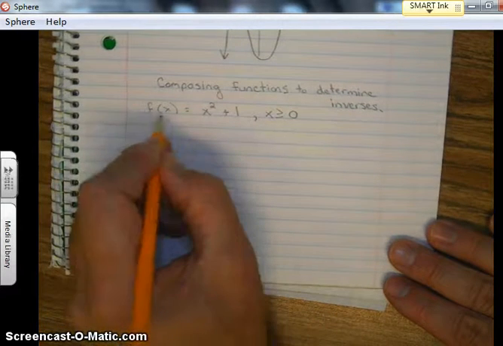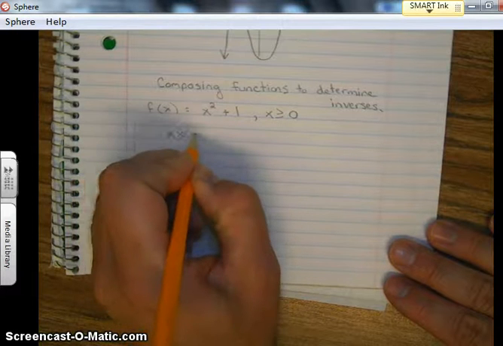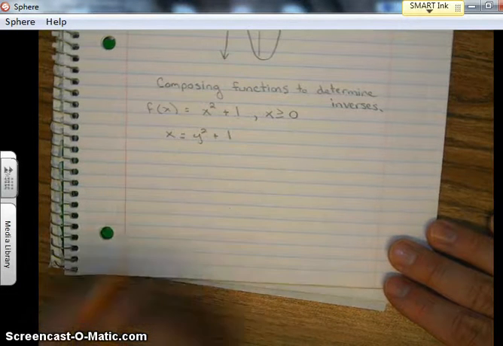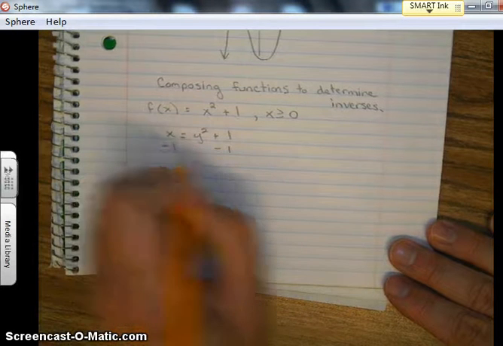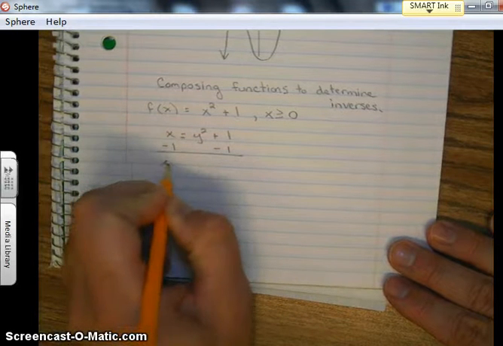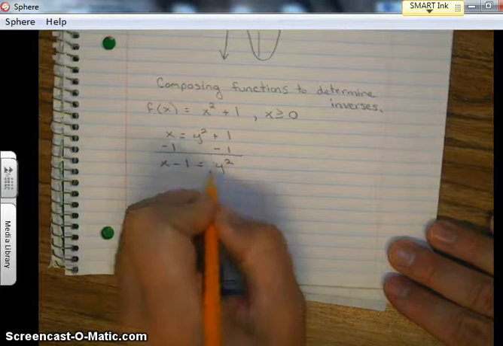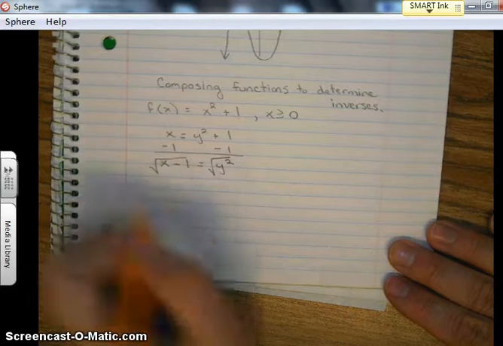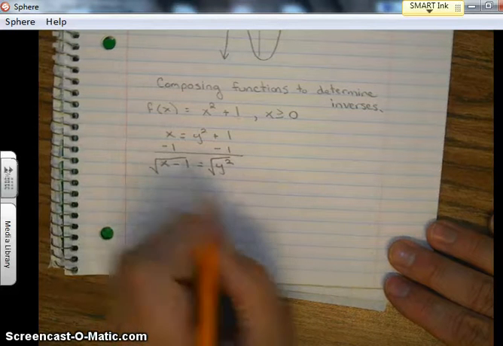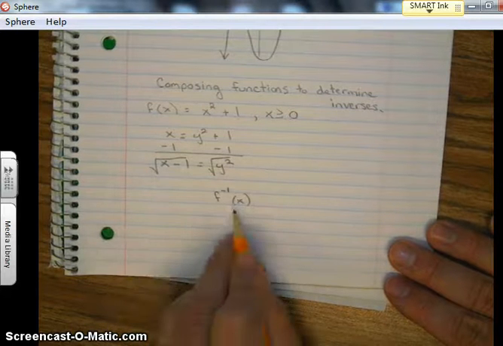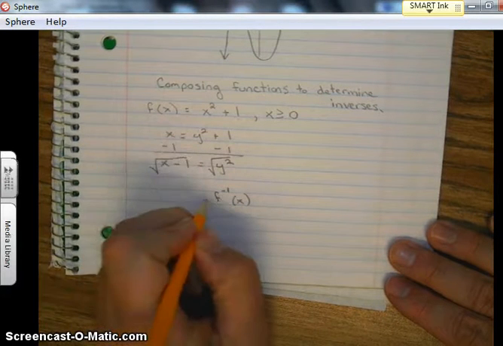So switch the x and the y. Solving for y. So our inverse function, I'm going to use function notation because that's what I started off with.